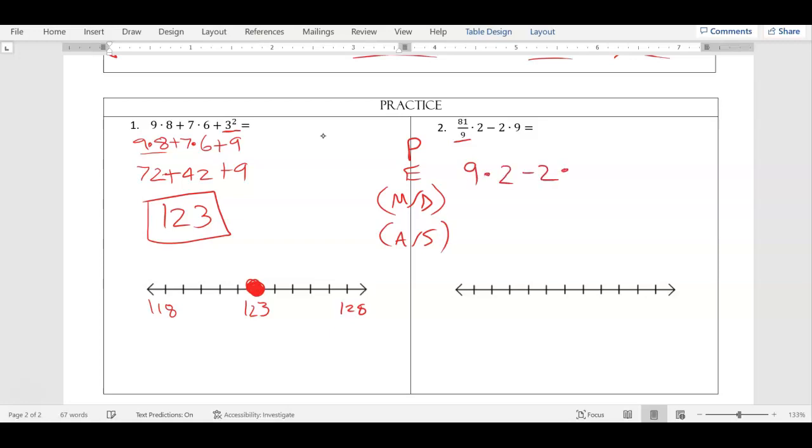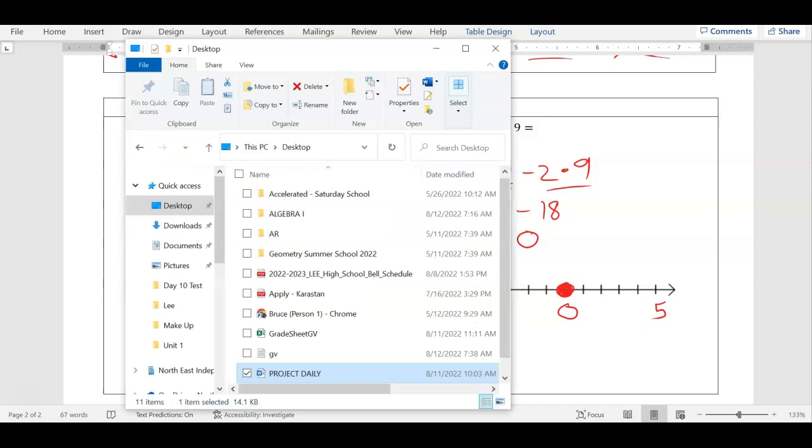Bring everything else down. And let's see about multiplying and dividing again. Hey, multiplying. 9 times 2 is 18. Don't forget that minus. 2 times 9 is 18. 18 minus 18 is 0. So you can put a 0 there and shade it in with a circle, okay? So very important that we're able to not only solve, but put it on a number line, okay, with shaded in circle. Cool.